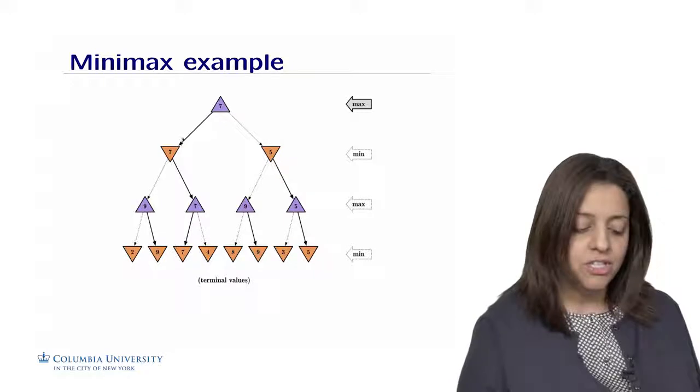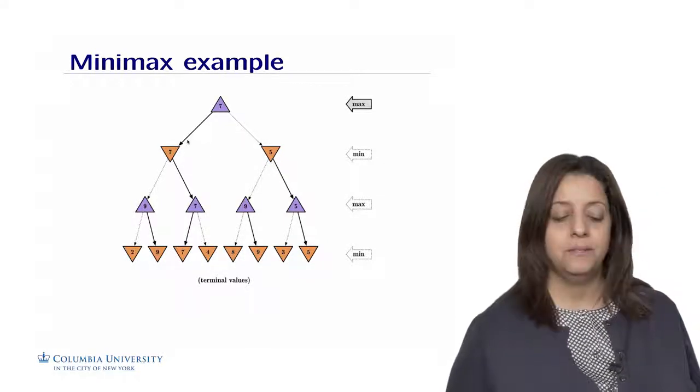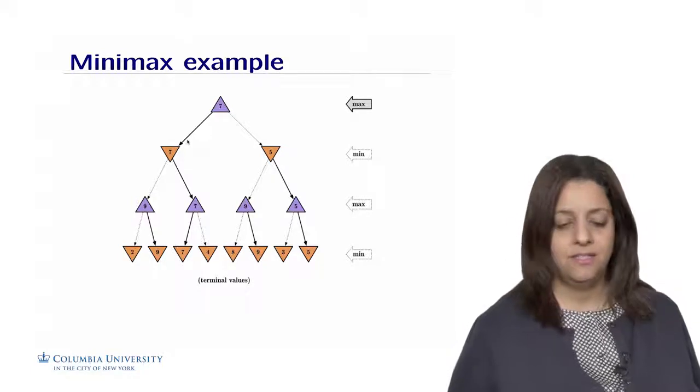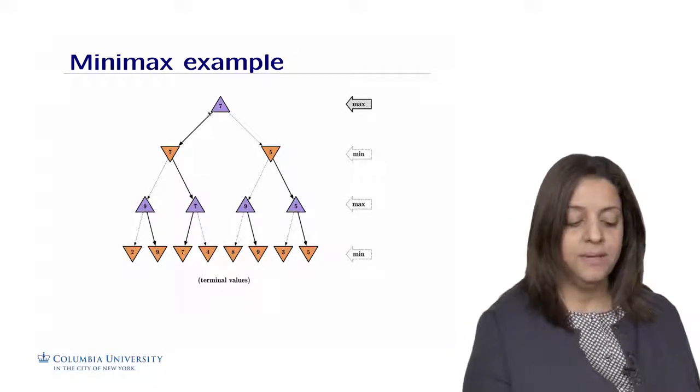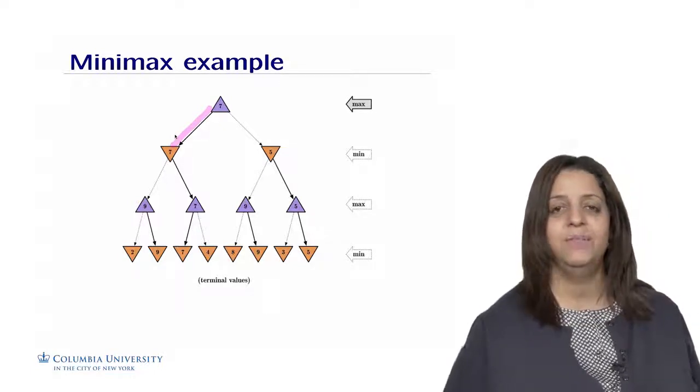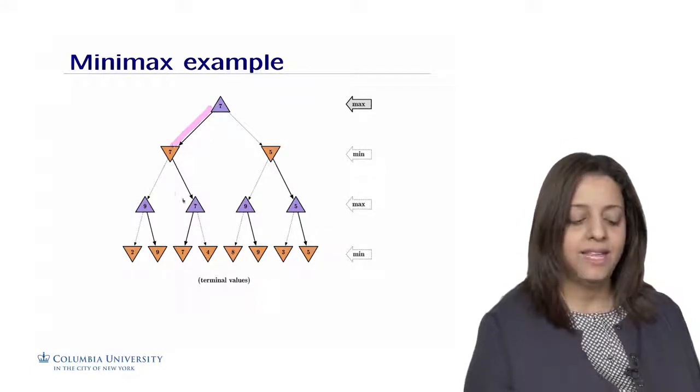The edges or the arrows here represent the actions taken by max and min successively. Max will start by picking this action. After thinking about going all the way to the leaves and bringing this value up, max will pick this action, min will pick this action, and then max will pick this action.